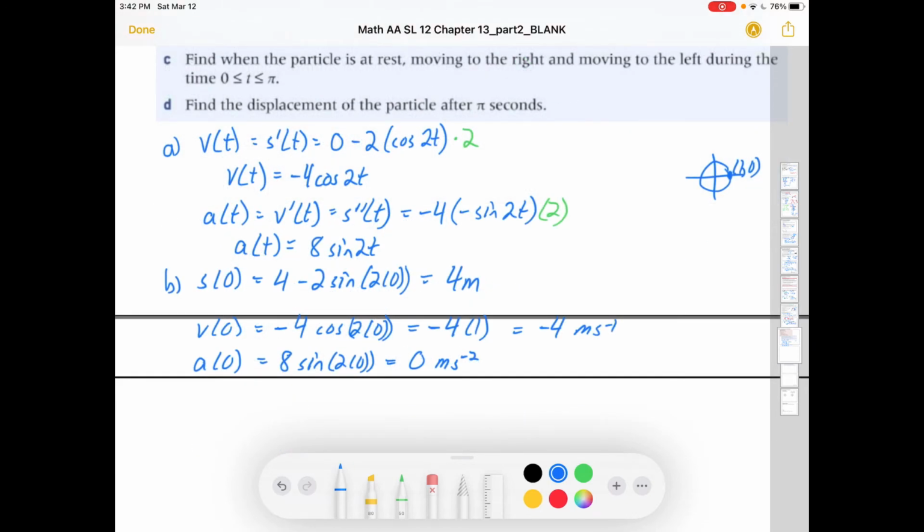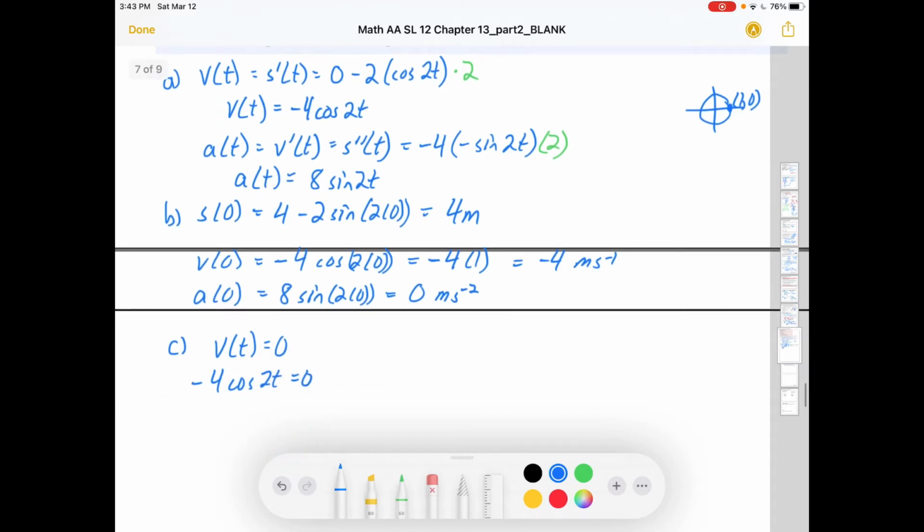Now we're asked to find when the particle's at rest, and then when it's moving left or right. So let's check this out. At rest means that velocity is 0. Okay? Or negative 4 cos 2t is equal to 0. And it's only on the interval from 0 to pi. And we can divide both sides by negative 4, so we get cos 2t is 0.